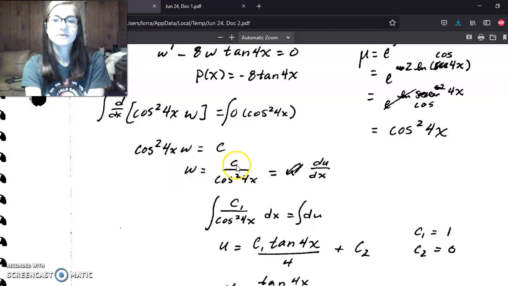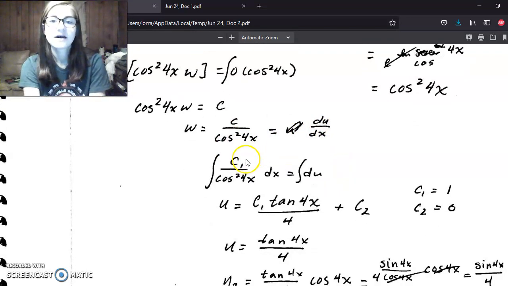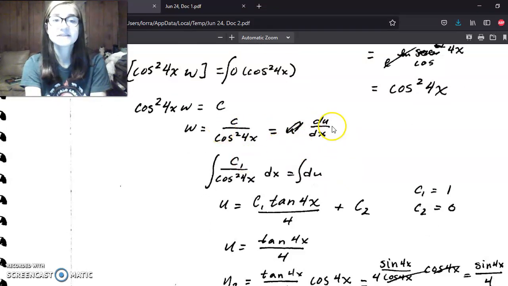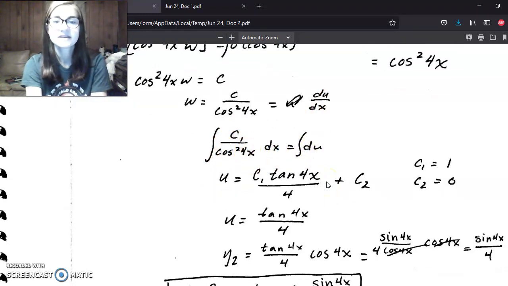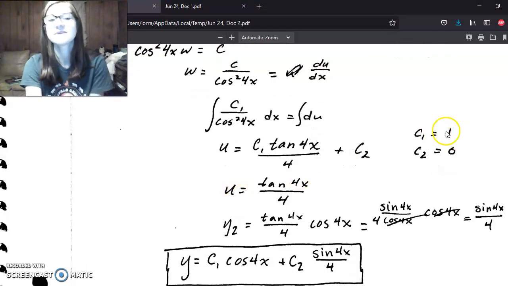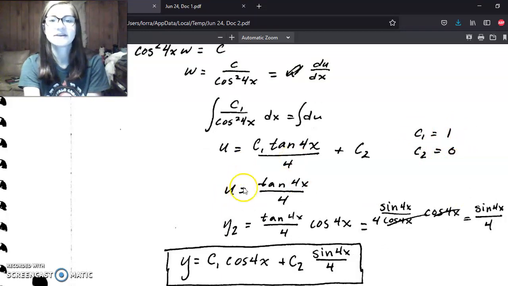So w is then equal to c divided by cosine squared 4x, and that is equal to u prime, or du dx. So you multiply both sides by dx, so you get c1 over cosine squared 4x dx is equal to du. You take the integral of both sides, so you get u is equal to c1 tan 4x divided by 4 plus c2. If you set c1 equal to 1 and c2 equal to 0, you get u is equal to tangent 4x divided by 4.